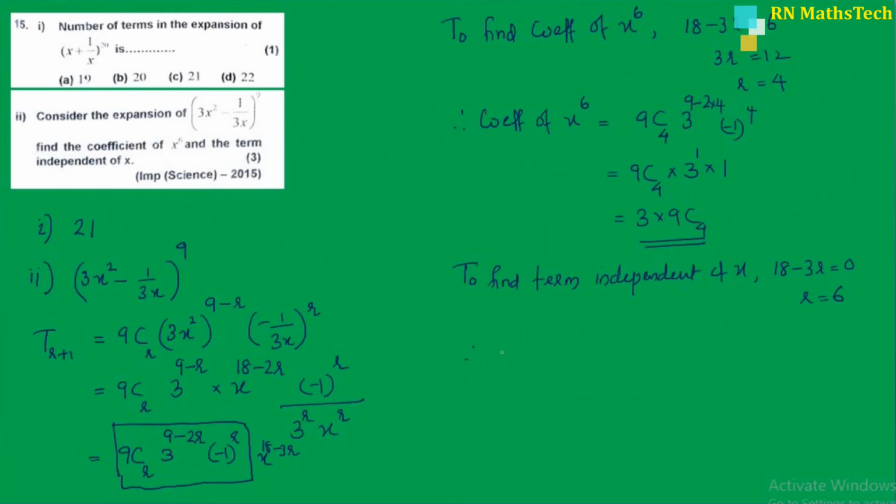Therefore the term independent of x is equal to 9C6 3 raised to 9 minus 2 into 6 minus 1 raised to 6. Okay, 9C6 is 9C3, 3 raised to minus 3, minus 1 raised to 6 is 1.